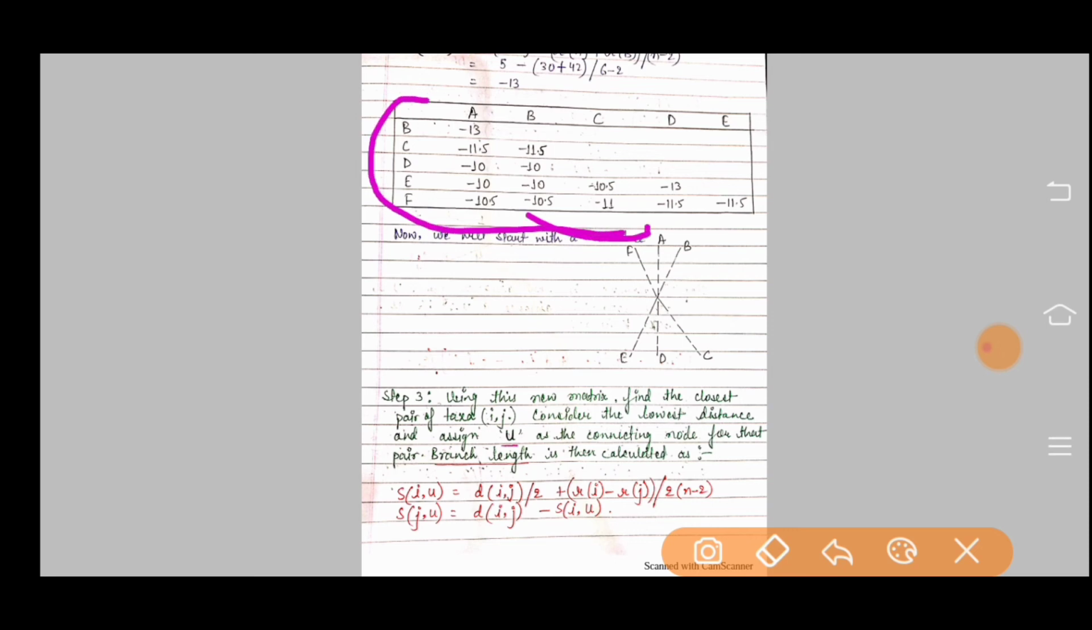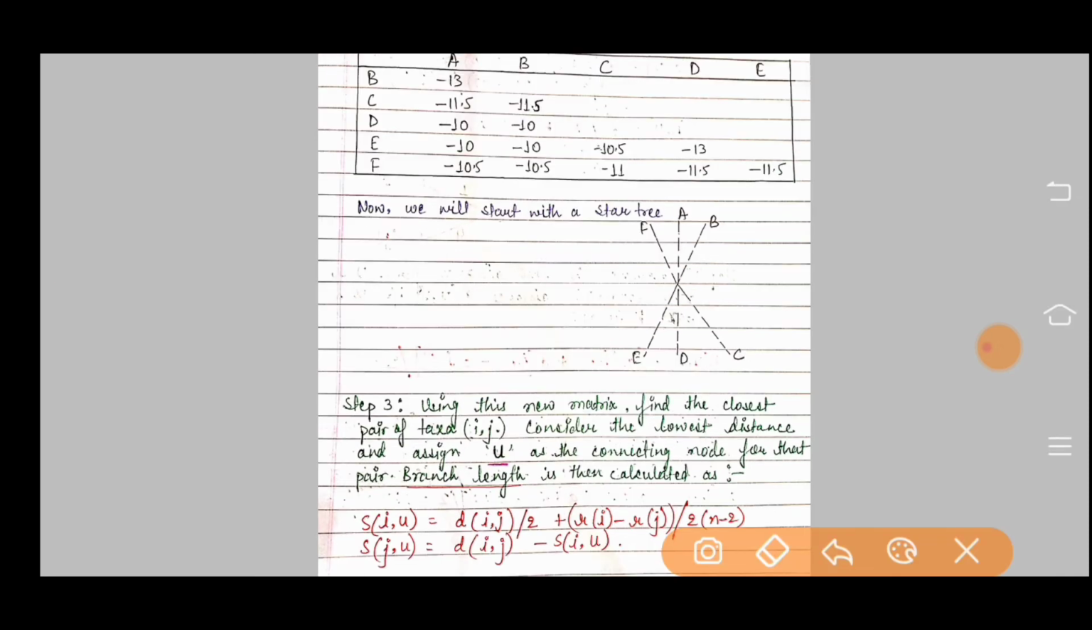Using this new matrix, find the closest pair of taxa i and j. Consider the lowest distance. You have to find the smallest distance here.